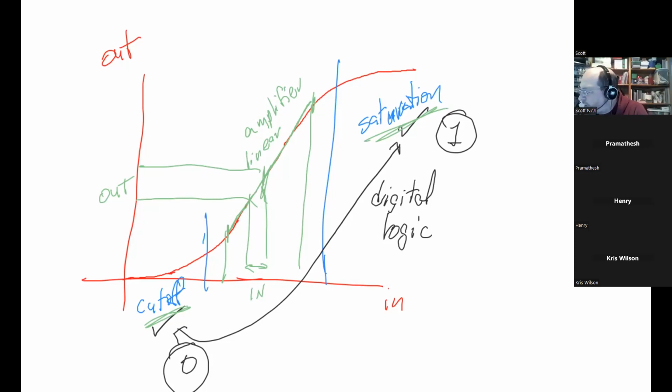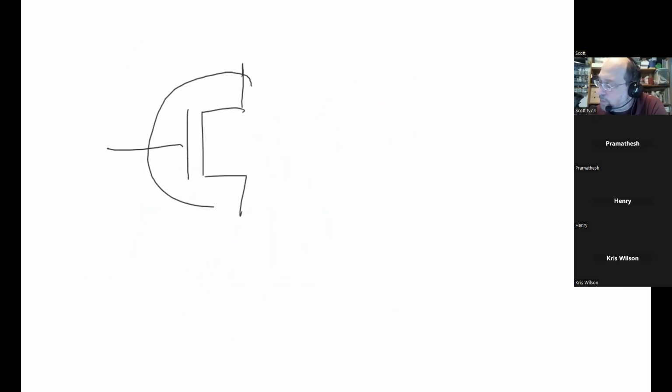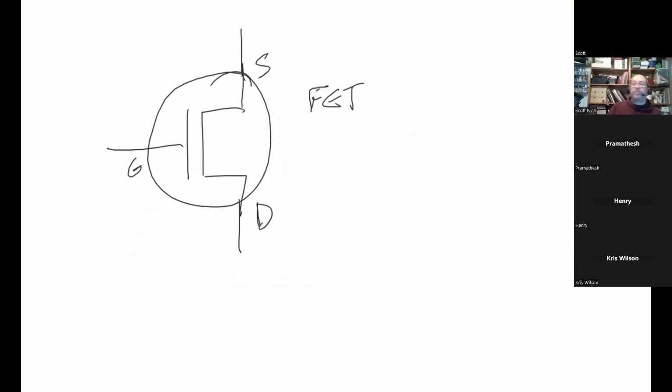So there's another type of transistor, which you may actually recognize the innards a little bit. This is known as a field effect transistor, or a FET, and it has a gate and a drain and a source. Those are usually reversible.